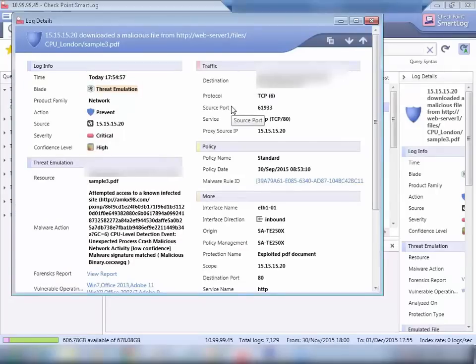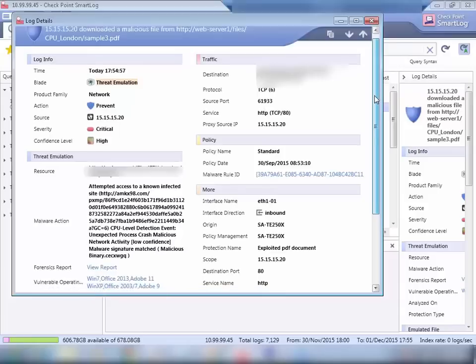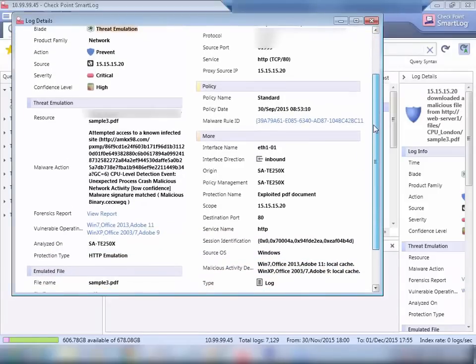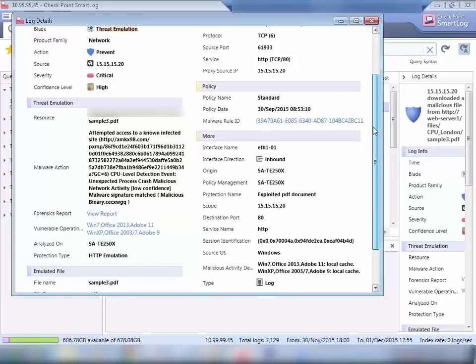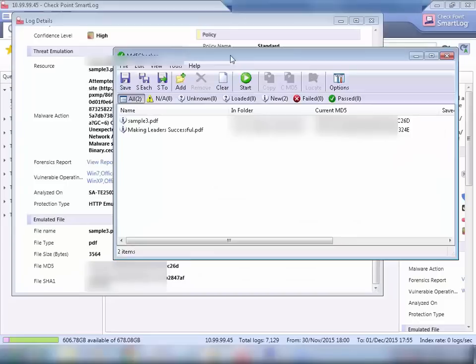In the report for the sample3.pdf file, we can see that this known malware has attempted to gain access to a known infected site, along with other suspicious activities. Thus, the file was deemed malicious by Check Point SandBlast. We can also compare the MD5 hash to verify that it is in fact the same file.